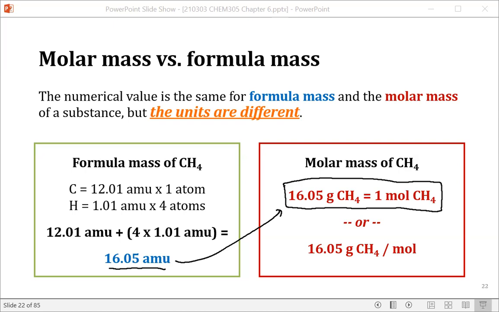So again, to calculate molar mass, first find out the formula mass and then change the units to grams of substance per 1 mole. So this is saying that 1 mole of methane, which is, we know, 6.022 times 10 to the 23rd CH4 molecules, 6.022 times 10 to the 23rd molecules of methane, which is 1 mole of methane, weighs 16.05 grams.